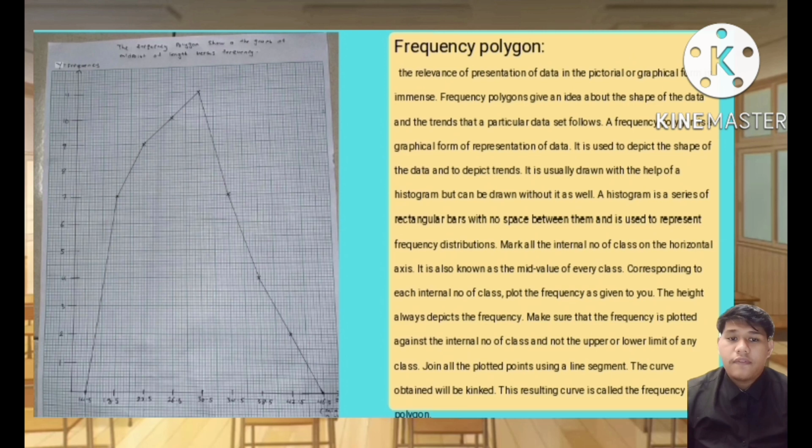Midpoint 34.5, the frequency is 7. Midpoint 38.5, the frequency is 4. And midpoint 42.5, the frequency is 2. And the last midpoint 46.5, the frequency is 0. The graph is initially upward sloping and then downwards.